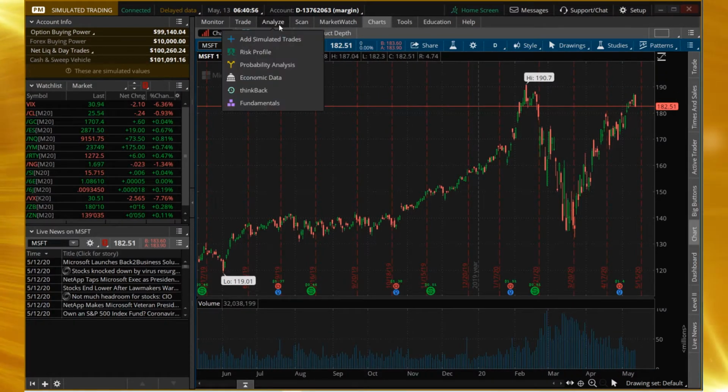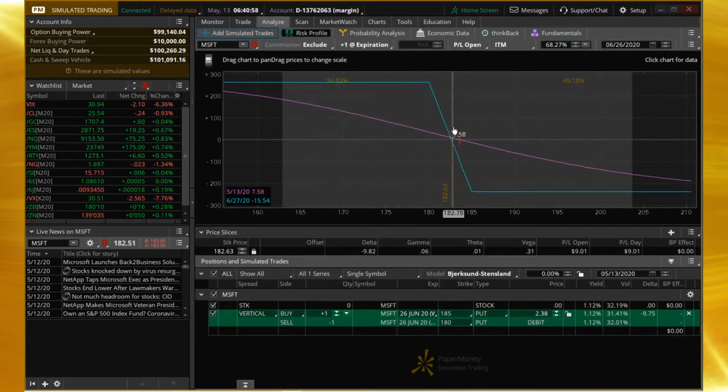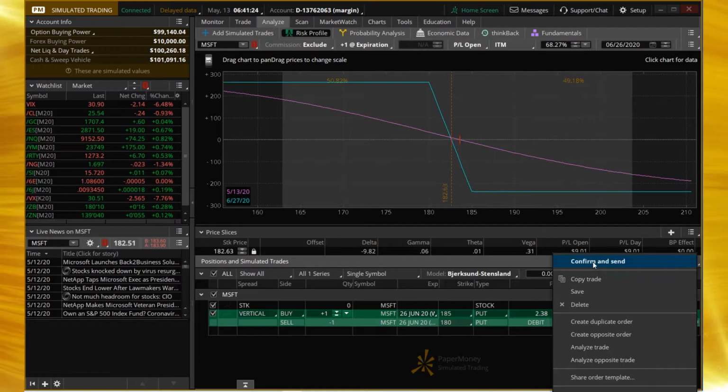So let's head on back to this Analyze tab. Naturally, if you see here that as the price goes lower in Microsoft, we begin to benefit, right? So probability wise, we're not looking at amazing probabilities here. When you're doing long trades, your probabilities will be usually much worse than if you're doing short trades. In this case though, we are risking, when we make this purchase, this is our maximum risk. And we review that, of course, by right-clicking, choosing Confirm and Send.